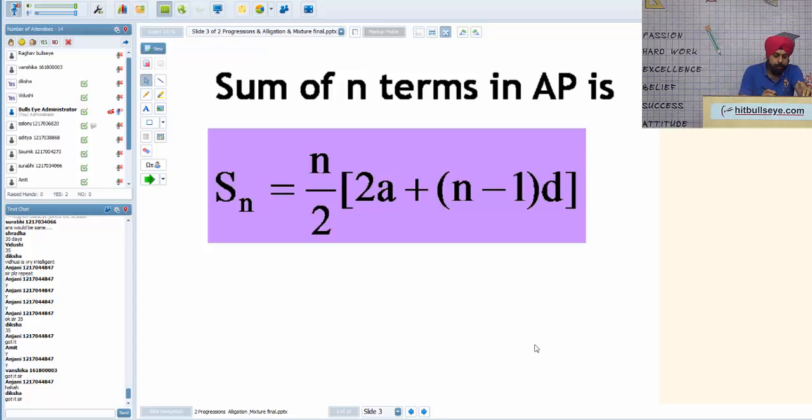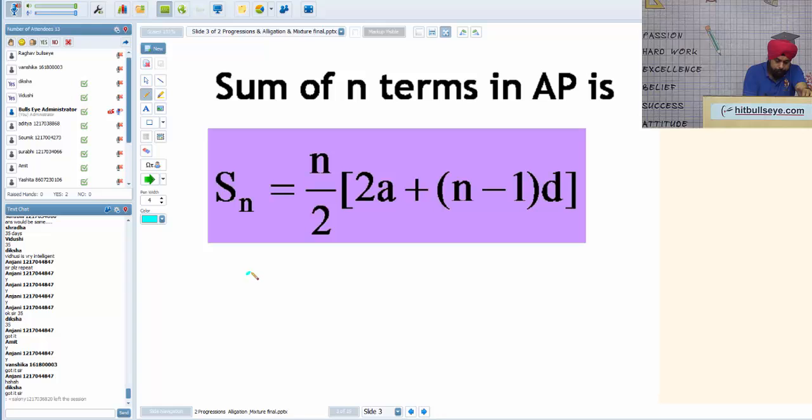Students, I hope you are all clear what an AP is. Let me give you an example. Say the AP is, if I take the terms as, say, 3, 5, 7, 9, 11, 13.